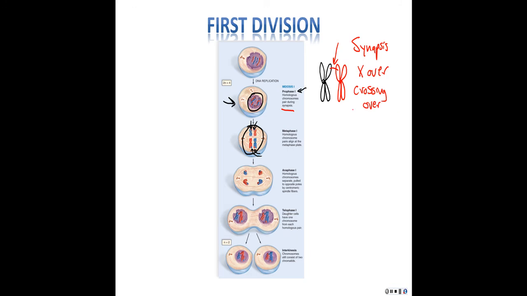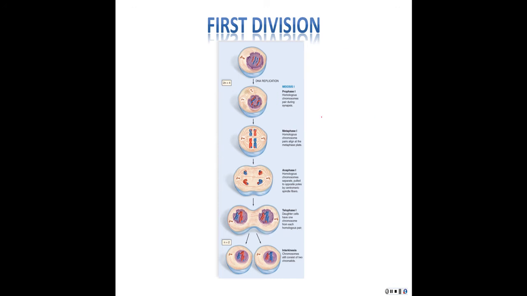Okay, so all that happens in meiosis 1. In prophase 1 of meiosis, crossing over occurs. That's the key to meiosis 1's prophase 1. The next key difference is in metaphase 1.